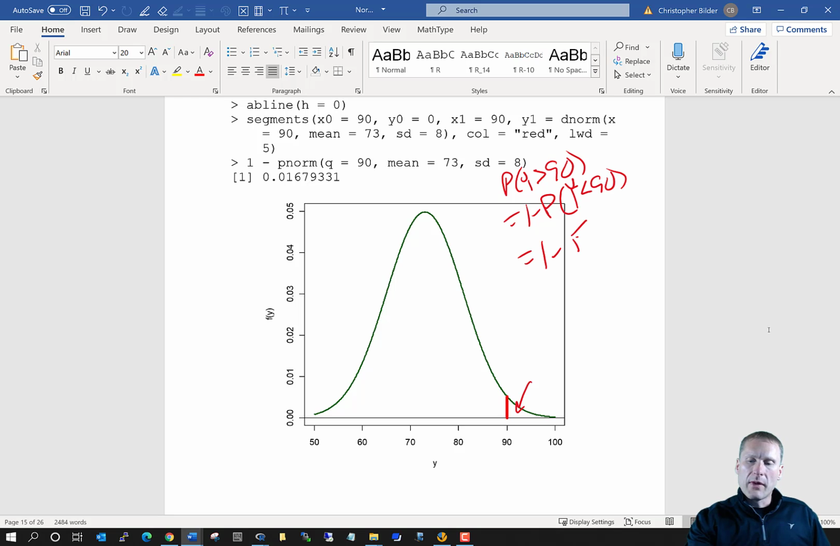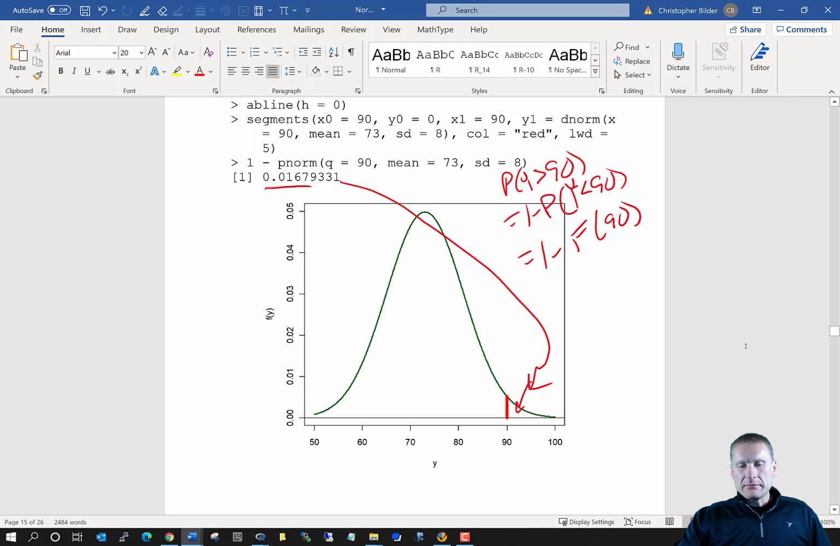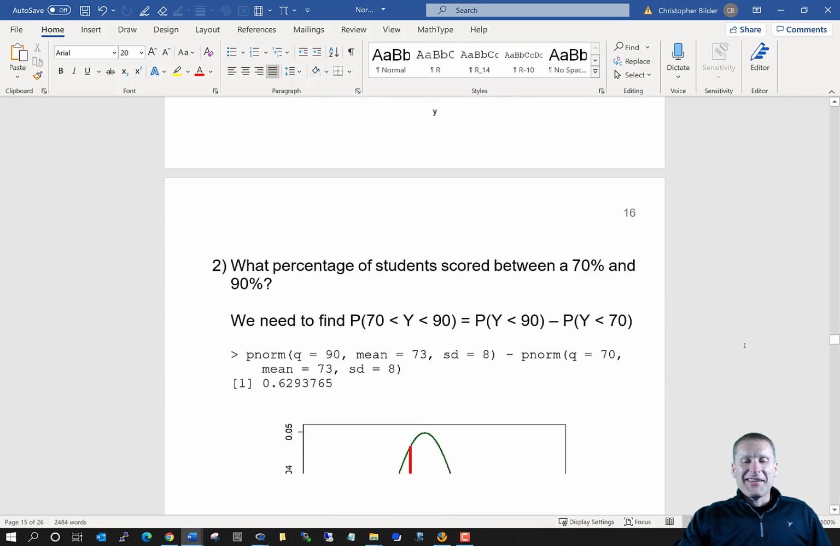In other words, 1 minus the CDF evaluated at 90. What we get then is 1 minus the P-norm function, or 0.0167, as that very small probability. Must have been a tough test.